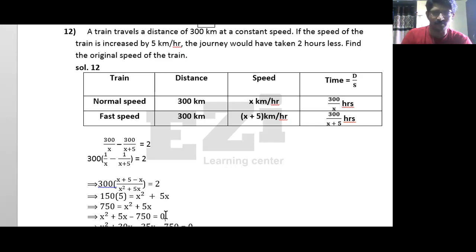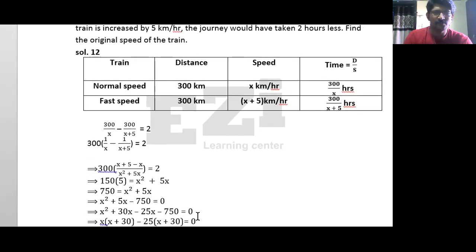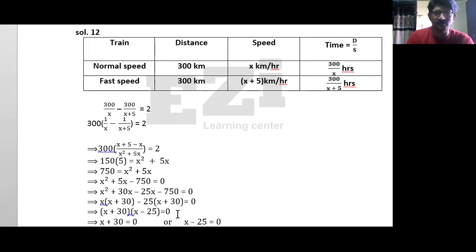And now it's very simple. Find two factors of 750 whose sum is going to be 5. So 25 and 30. 30 into 25 will give you 750 and the sum will become positive 5. So x square plus 30x minus 25x minus 750 is equal to 0. I hope you are following the steps. Then take out x common, x plus 30, take out minus 25 common, x plus 30, which equals 0. Take out x plus 30 common outside, so x minus 25 and x plus 30 is equal to 0. When the product of the two numbers is 0, x plus 30 would be 0 or x minus 25 would be 0.